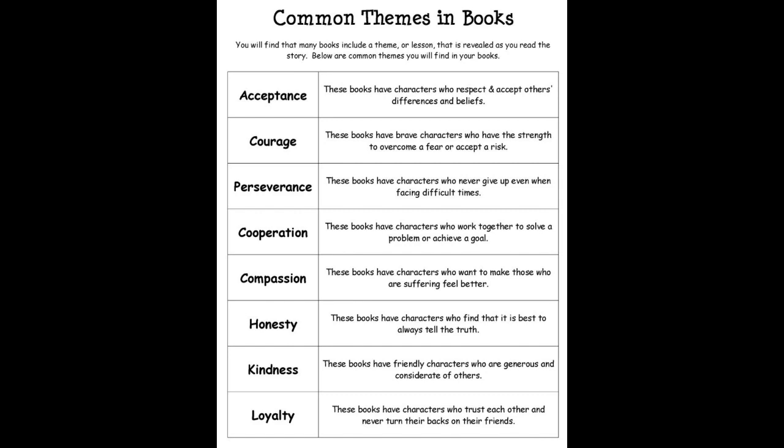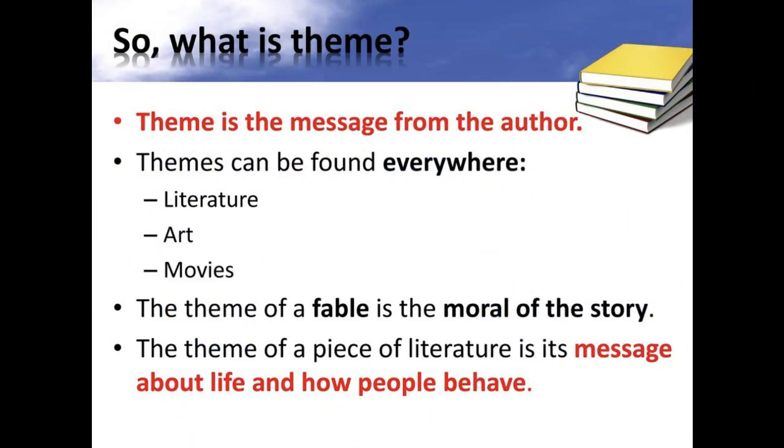I'm going to go over now how to actually identify and figure out which theme to choose when deciding a theme of a book. Okay, so here we have a more concrete explanation for the definition of a theme. Theme is the message from the author. Themes can be in a multitude of different things, such as literature, art, and movies. A fable is an example of a story, and the theme for a fable is always a moral of the story.